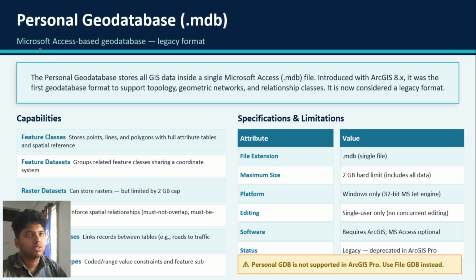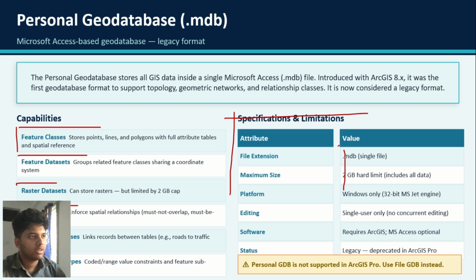And let's move on. Personal geodatabase, Microsoft Access based geodatabase, legacy format. We just don't use it now. The personal geodatabase stores all GIS data inside a single Microsoft Access MDB file, introduced with ArcGIS 8, very old. It was the first geodatabase format to support topology, geometric networks, and relationship classes. It is now considered a legacy format, so obviously we can't rely on this now. These are the capabilities: feature class, feature dataset, raster dataset, topology rules, relationship classes, domains, subtypes. So we can ignore it. We just don't use it now.